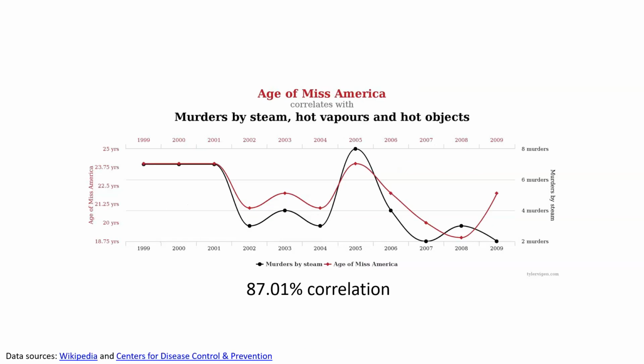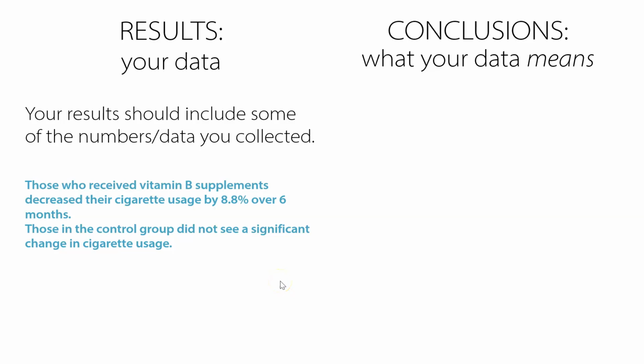So this is my reminder to you. If you didn't actually prove the cause, you shouldn't claim that you have proved a cause in your conclusions. Instead, you should use more specific terminology. Instead of saying that if you crown an older Miss America, more people will be murdered by steam, you should say, we found this correlation. These two things are probably correlated just by chance. We have no proof or reasonable explanation for why the age of Miss America might affect the rates of murder by steam.